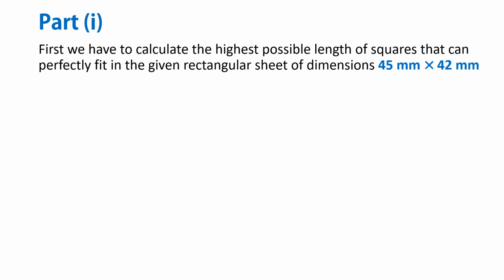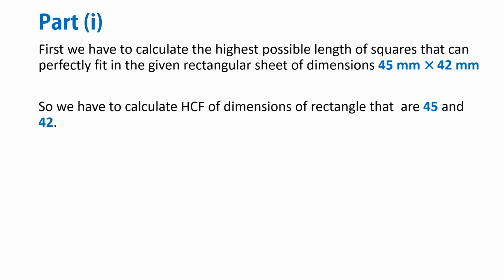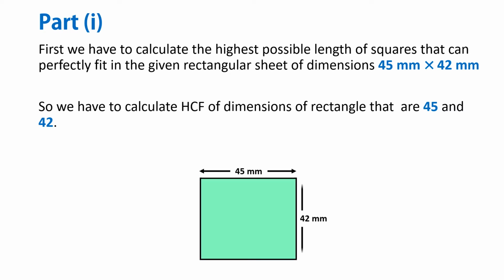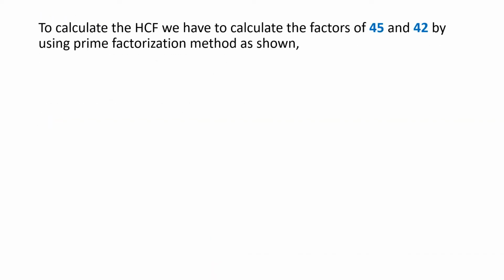Part 1. First we have to calculate the highest possible length of squares that can perfectly fit in the given rectangular sheet of dimensions 45 mm by 42 mm. So we have to calculate the HCF of the dimensions of the rectangle, that are 45 and 42. To calculate the HCF we have to calculate the factors of 45 and 42 by using the prime factorization method as shown.